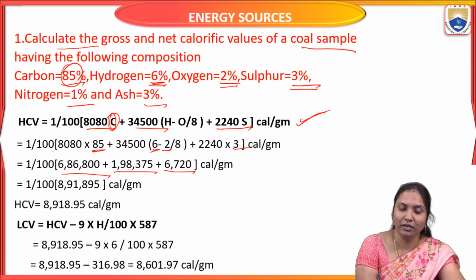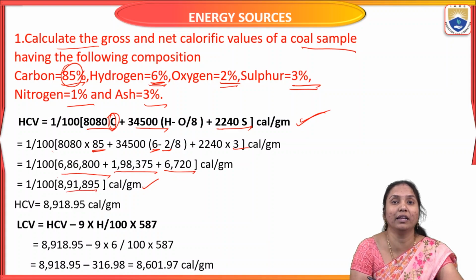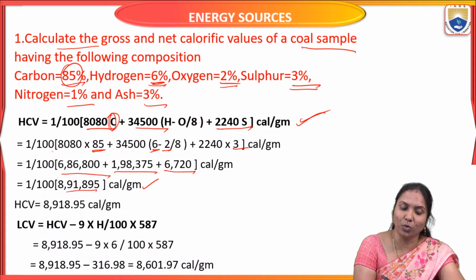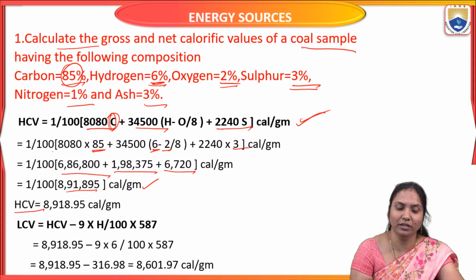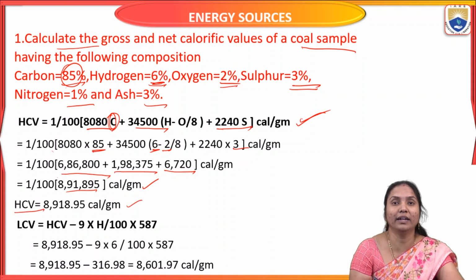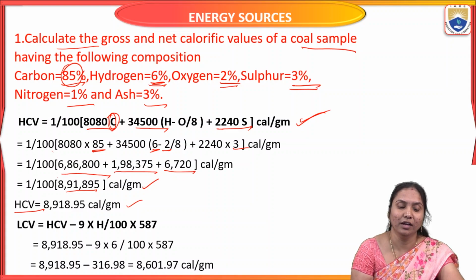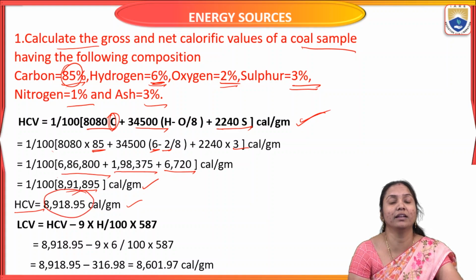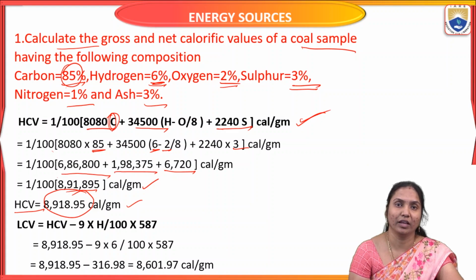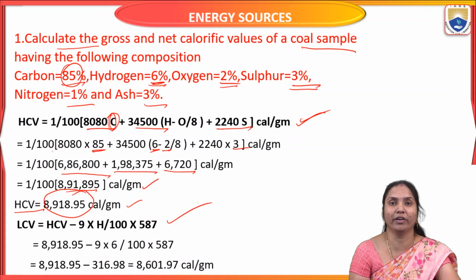The next step is 1 by 100 into 8,91,895 calorie per gram. So what is the high calorific value of this sample? HCV equals 8,918.95 calories per gram. Now we will calculate the low calorific value or net calorific value.